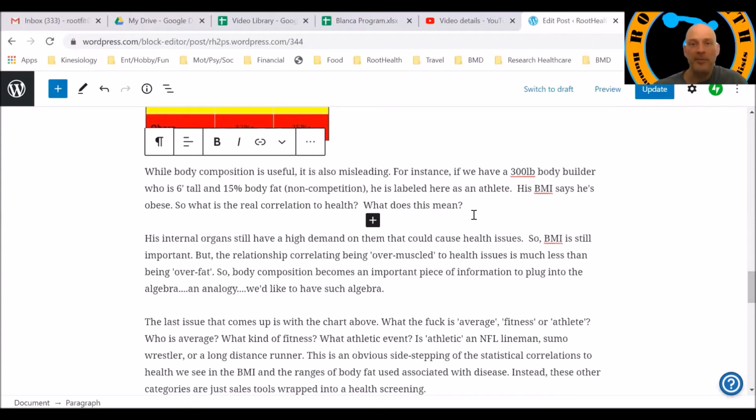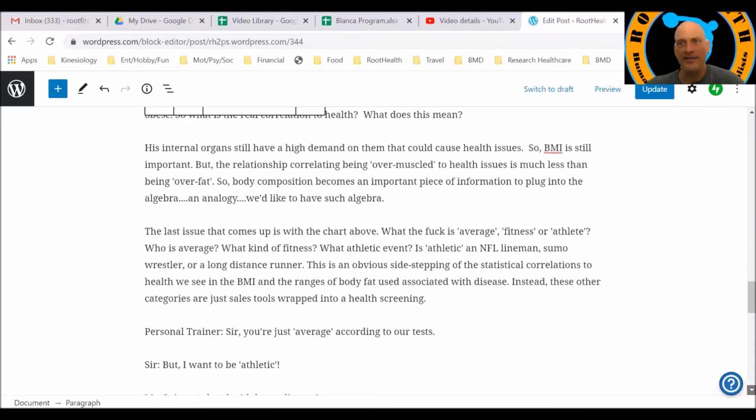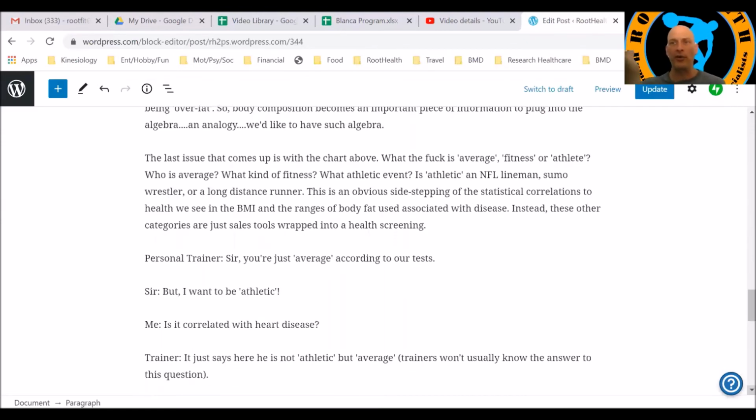So body composition becomes an important piece of information to plug into the algebra, and that's an analogy. You'd love to have that algebra with it, but there is no such calculation out there. So a professional will have to consider, what's the weight of those two things? How big is that? If you're at the very obese end of BMI, and you're over muscled, well, that might still be a high risk category for you, even if you have low body fat. So we have to think about these things.